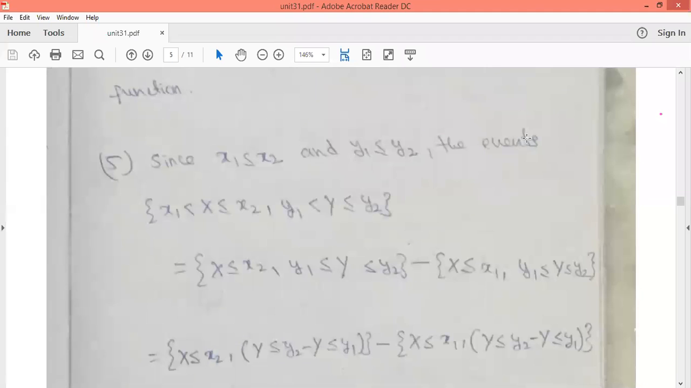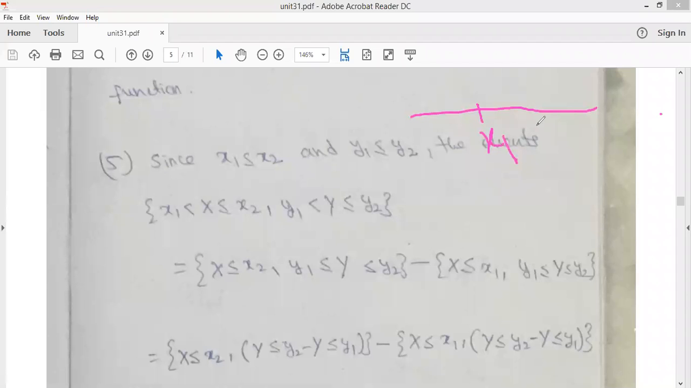Now we'll see the fifth property. The fifth property says that since x1 is less than or equal to x2, y1 is less than or equal to y2. Okay, so what have we considered? X1 is less than or equal to x2, so x1 will be before x2. And what is the y range? Y1 is also less than or equal to y2. Okay, this we have just discussed.